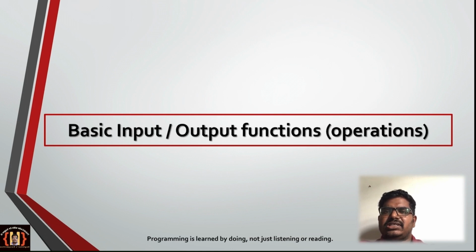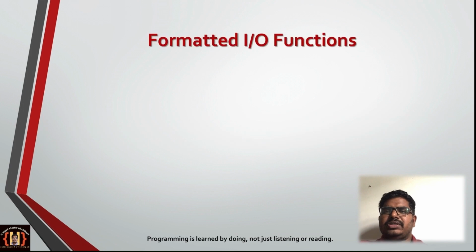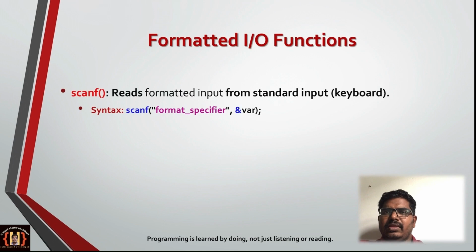Some functions are there for taking input from the user, and some functions are there to display the output to the user. So there are two categories of input output functions. One is called formatted functions, another one is called unformatted functions. We'll see in detail in this class what these are. Some of them you have already seen, printf and all.